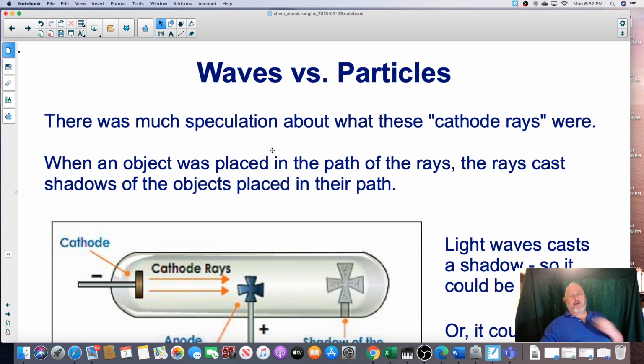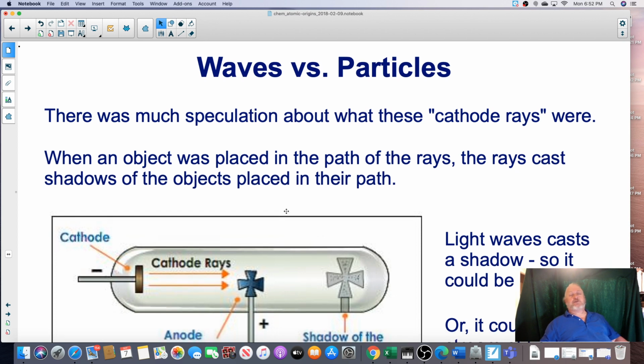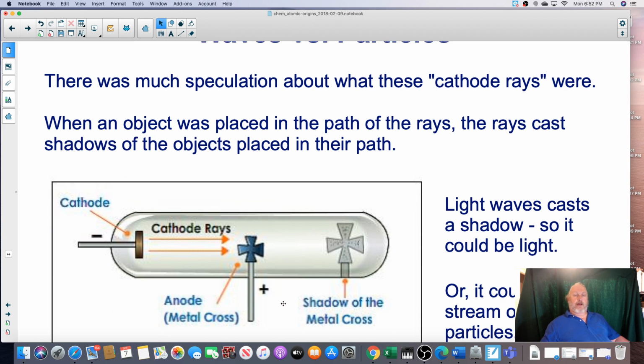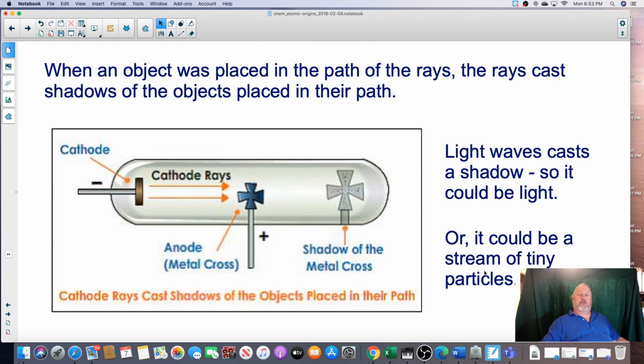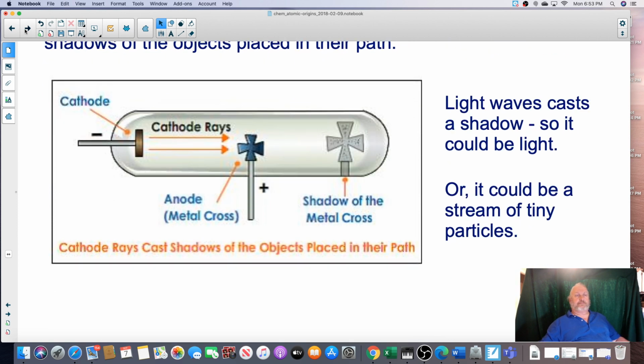So there was much speculation about what these cathode rays were. Were they waves or were they particles? When an object was placed in the path of the rays, it cast a shadow. So you put a little metal thing there in the middle of the rays, and these rays cast a shadow. So it could be light, because when we have light in front of us, we'll have a shadow, right? Or it could be a tiny stream of particles.